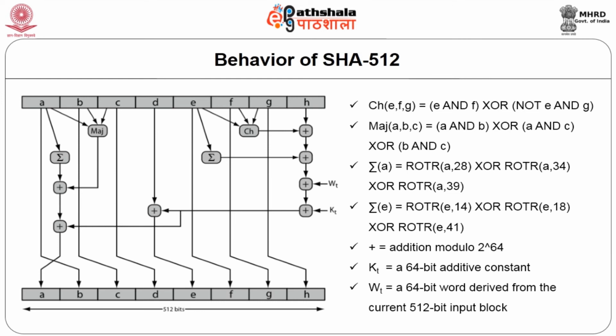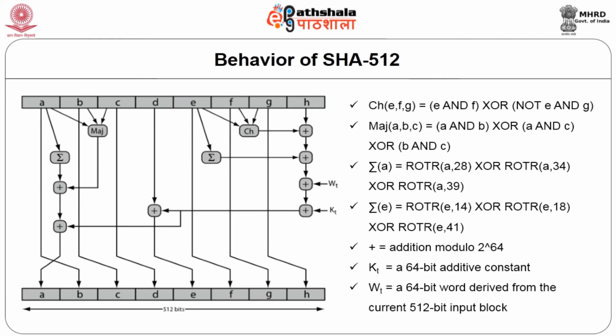Now you all know we are manipulating the values of the A, B, C, D, E, F, G, H registers. So when I say MAJ(A,B,C), it's nothing but (A AND B) exclusive OR (A AND C) exclusive OR (B AND C). It means the function is true only if the majority, 2 or 3, of the arguments are true. That is why it is denoted by MAJ, saying majority.